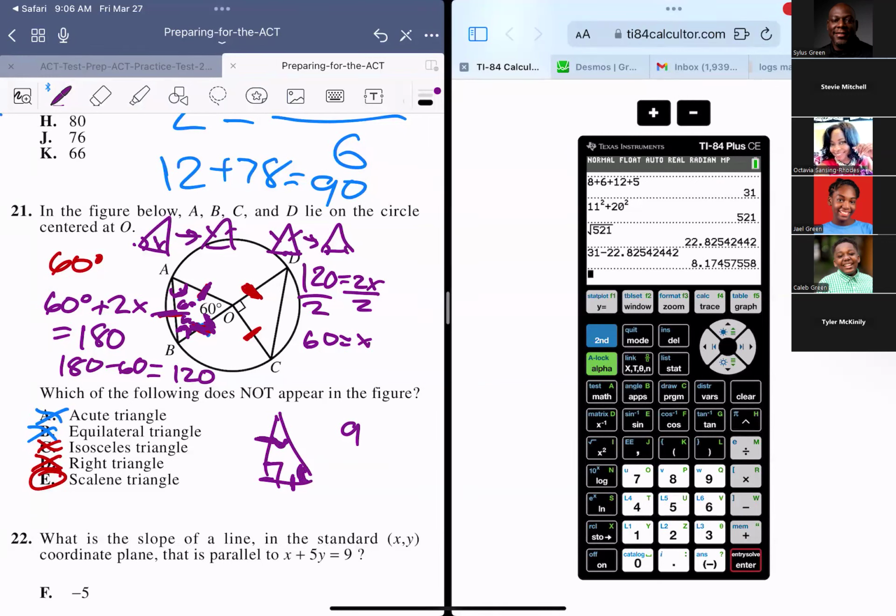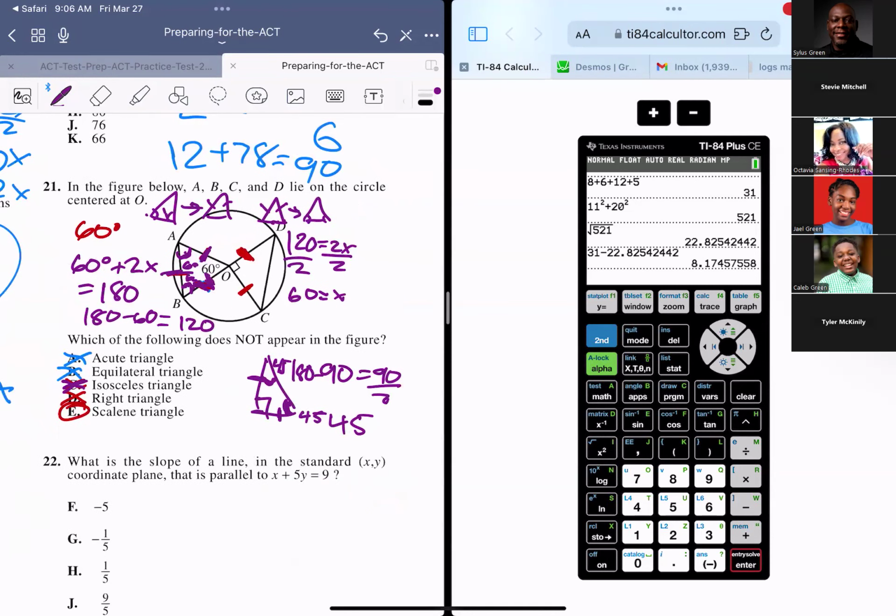So if the sides are equal, then the angles have to be equal. So if you do 180 minus 90, that's 90. And you have to divide that by 2 because these two are equal. That's 45. So this is a 45, 45, 90 triangle. So a 45, 45, 90, that's an isosceles triangle. The equilateral triangle is also an isosceles triangle. So that's why an isosceles triangle gets canceled out.